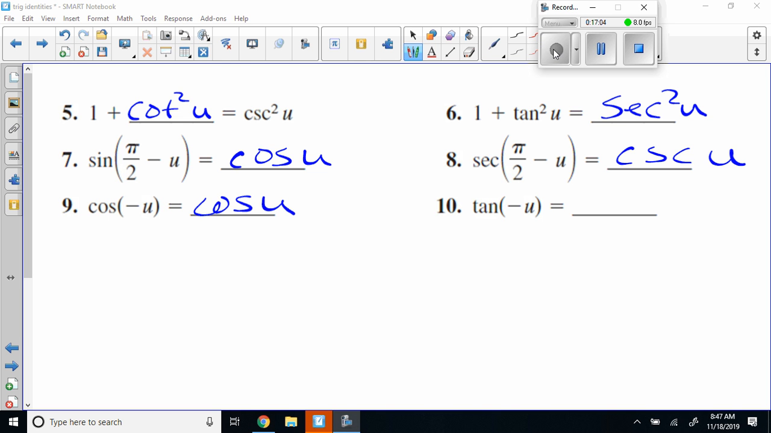Because cosine is what type of function? Even. It's like a parabola, right? Quadratic. Remember? Not like that. That's absolute value. All right. Tangent u. Tangent negative u is negative what? Thank you. So, any questions about said word problems?